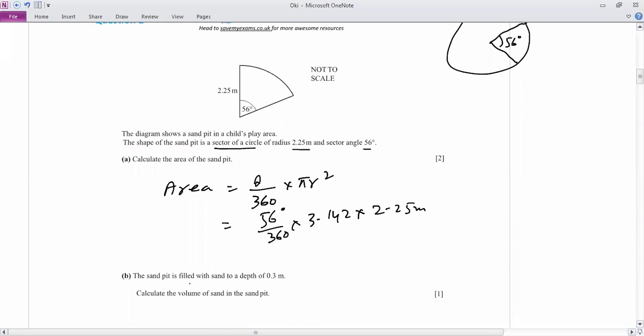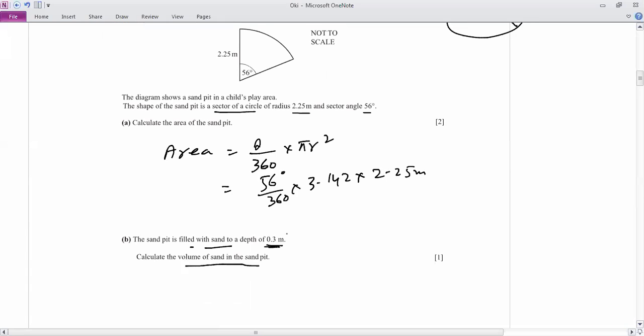The sand pit is filled with sand to a depth of 0.3 meter. Calculate the volume of the sand pit. Now, what shape will it take? It's an interesting thing. I told you a sector can be converted into a cone. If I convert this sector into a cone, the cone will look like this one.